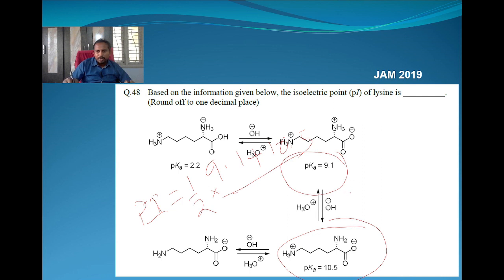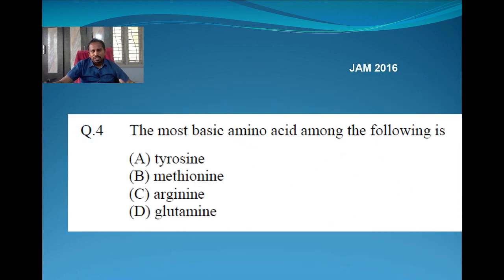So 9.1 plus 10.5 is 19.6, divided by 2, that will be 9.8. The isoelectric point will be 9.8. In this way, you will solve the question on isoelectric point. So moving to the next question.